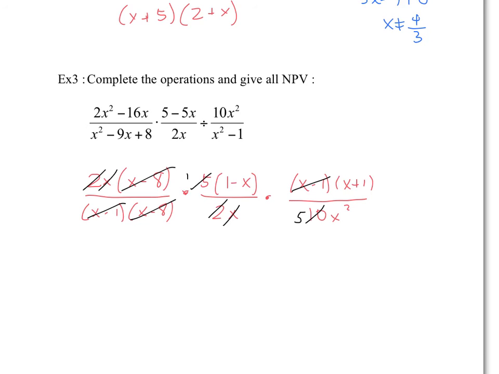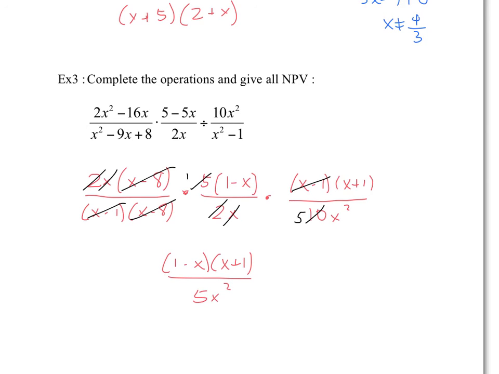Alright, what do we have left here? On the numerator, we have 1 minus x and x plus 1. And on the denominator, if you look closely, all you have is 5 and x squared left. So this would be 5x squared.